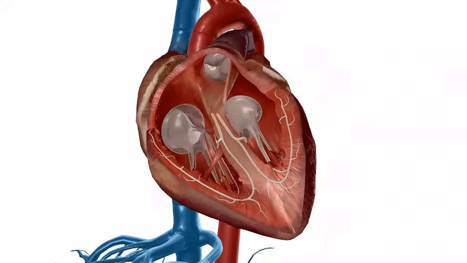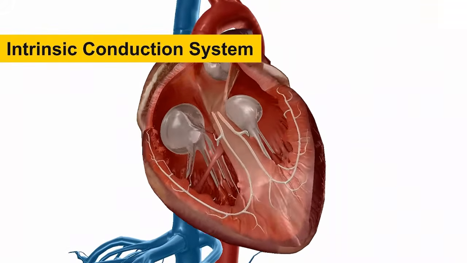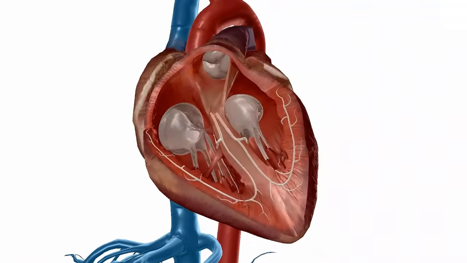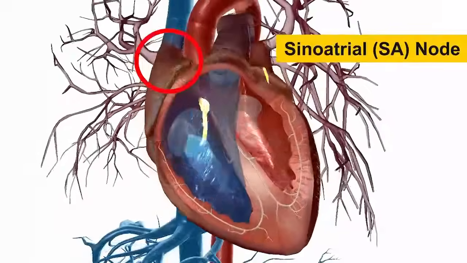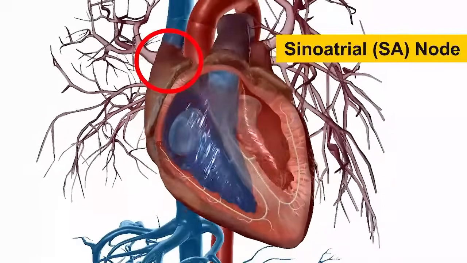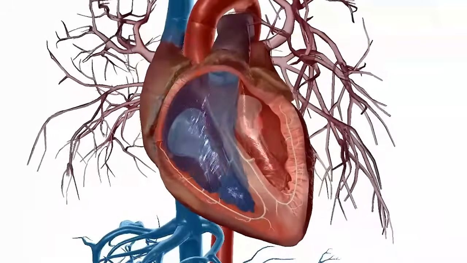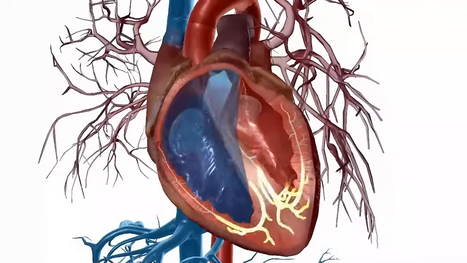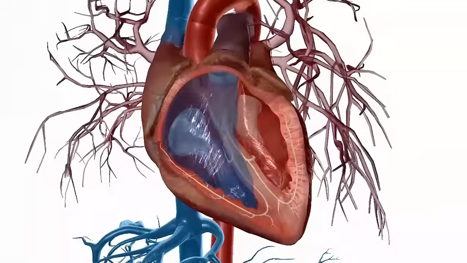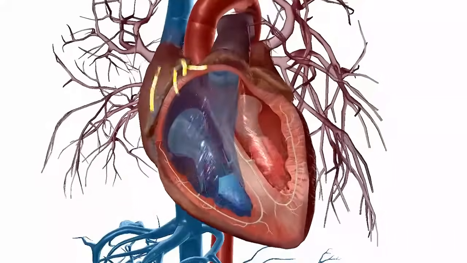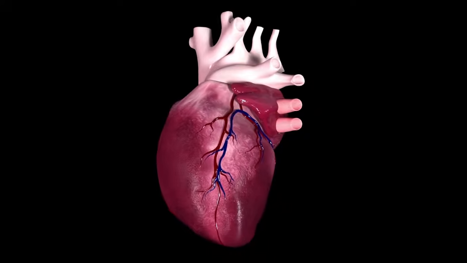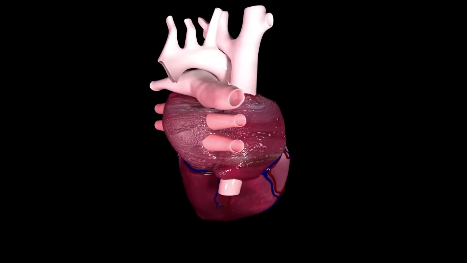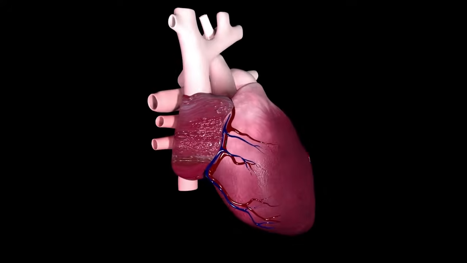Another fascinating feature is the heart's intrinsic conduction system. The heartbeat is controlled by specialized cardiac cells, not the brain. The sinoatrial SA node, located in the right atrium, acts as the heart's natural pacemaker. It generates electrical impulses that spread across the heart muscle, causing it to contract in a coordinated manner. This system is self-regulating, and the heart can even continue beating temporarily when removed from the body, as long as it has nutrients and oxygen.